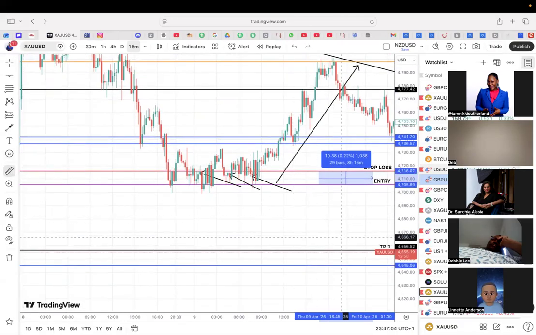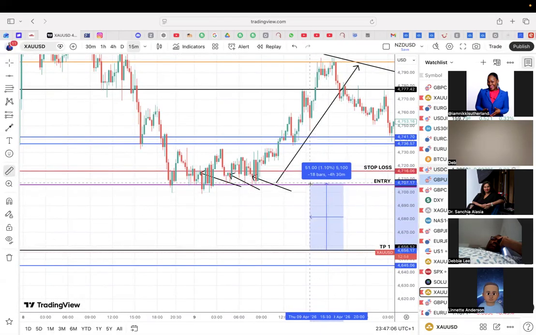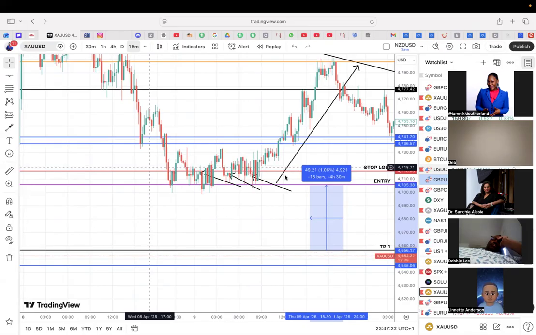Am I still happy with that? Let me know in the chat, yes or no. If I'm risking £10 to make 49. Let me know in the chat if you are okay with that, okay? So for me, I'm happy to risk £10 in order to make 49.